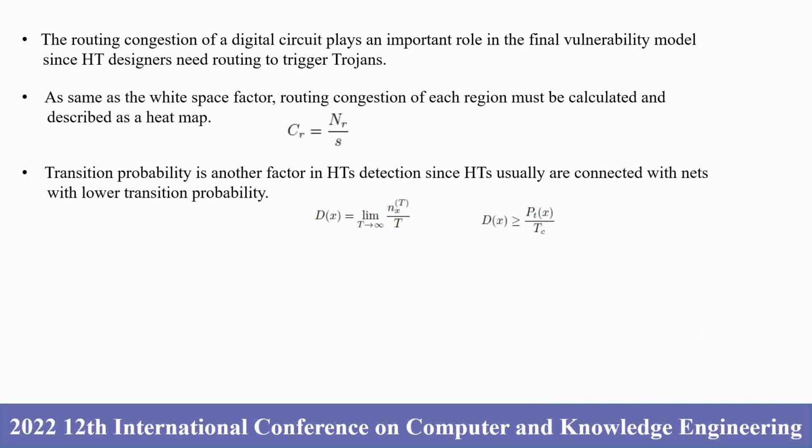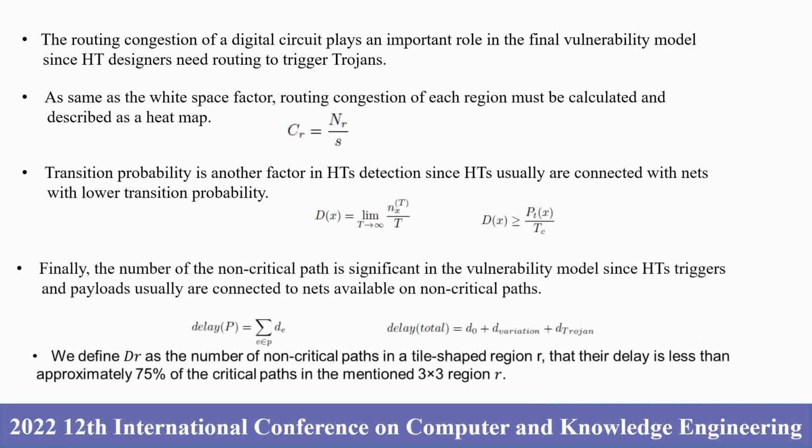The next factor is transition probability, and this is also important because hardware Trojans usually are connected with nets with lower transition probability, and these are the equations to calculate the transition probability of the nets. And for the simulation, we use Verilog. We extract the netlist and use an open source tool called Verilog to Routing, and by Verilog to Routing, we calculated the transition probability of the nets.